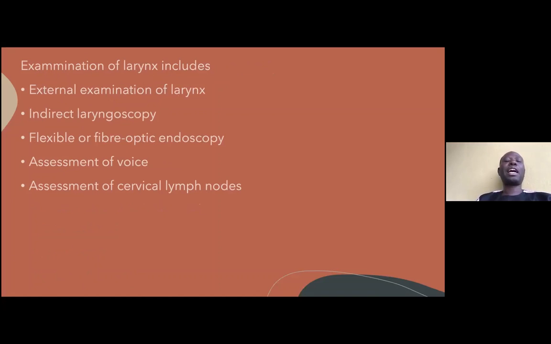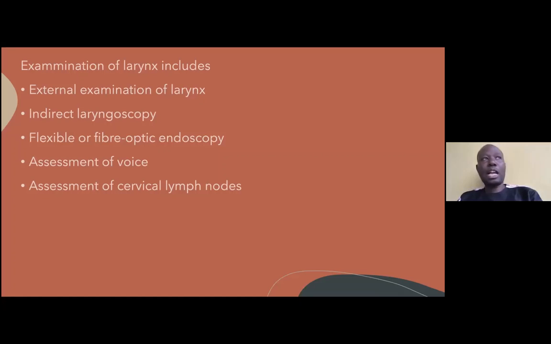So for examination of the larynx, you have the external examination. You try and palpate the larynx and see whether it's fixed or you can shift it from side to side, whether there's a grating feeling, or you can even palpate a mass. Then you do an indirect laryngoscopy. For that one, you use the laryngeal mirror, as I showed you earlier.